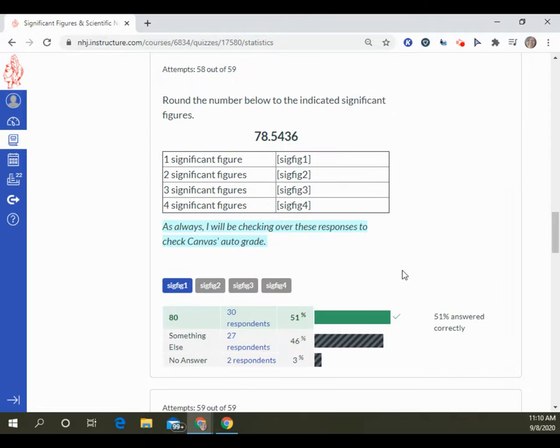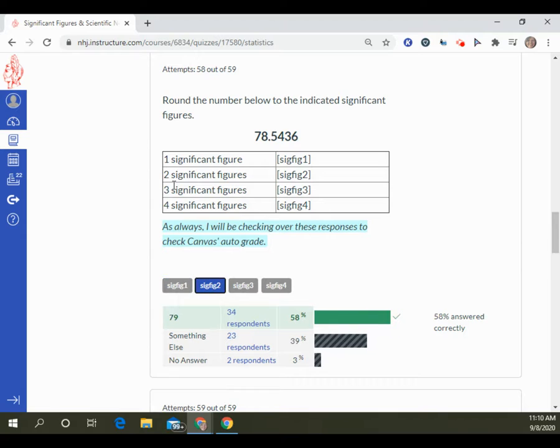This was the most missed question, it seemed like anyways. We only had 50% of the people get the first question right. So let's digest this one a little bit. Round the number below to the indicated significant figures. So we have this number, 78.5436. And it asks you for one significant figure. The correct answer is 80, because the 8 would be significant. The 0 is not significant because it's a placeholder 0. And we look at the number, the 8 is going to tell the 7 to go up. And we'd have 8, 0. We're rounding off the number there.